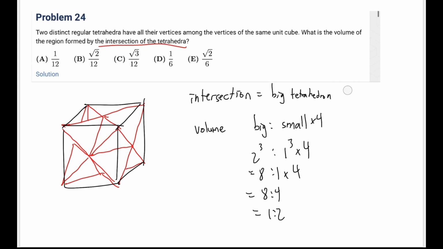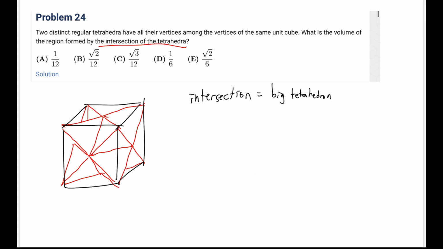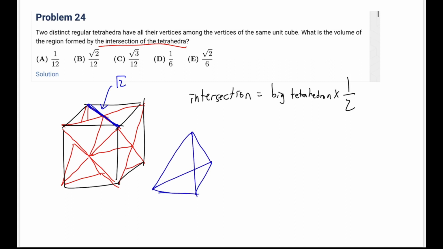And so what we actually need is half the volume of the big tetrahedron, right? So now we know that we need half the volume of the big tetrahedron, and so we can just find out the volume of that one tetrahedron, and then we'll be done, right? Since this is 1, and this is 90 degrees, this is 45 degrees, and so we know that this is root 2. Since that length is root 2, let's draw another small tetrahedron here.